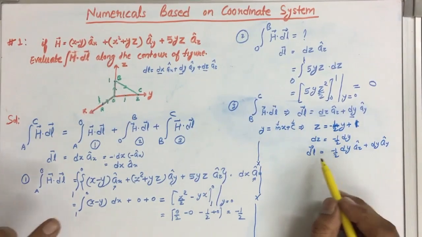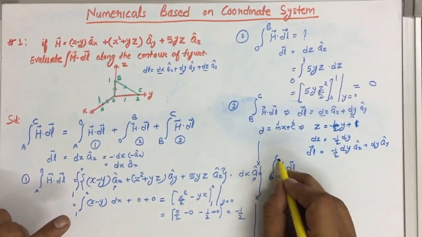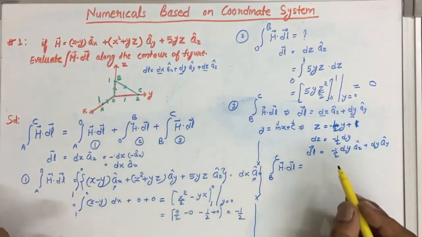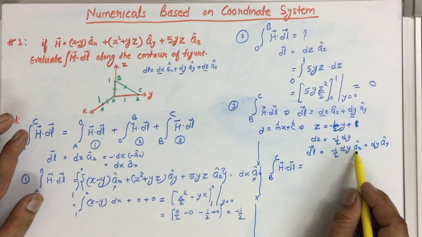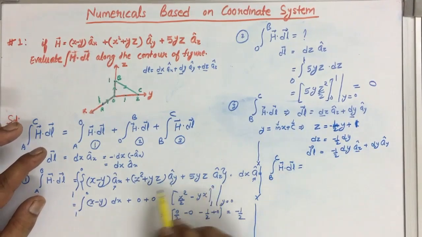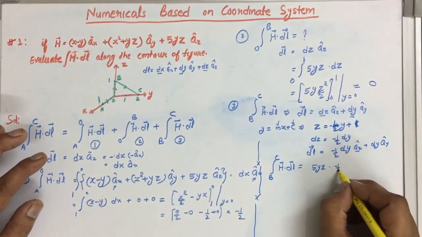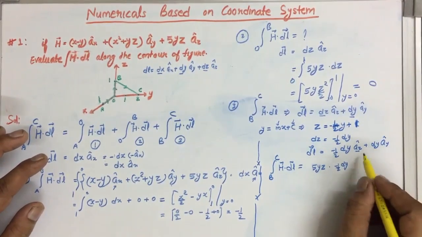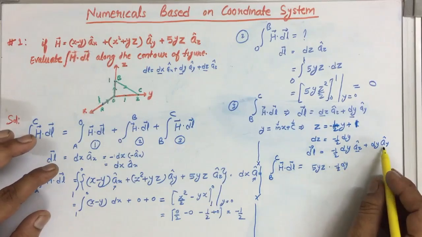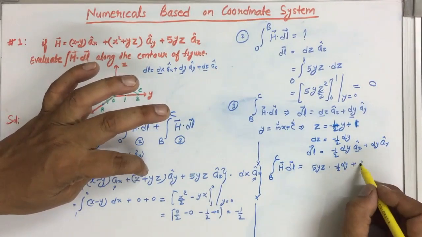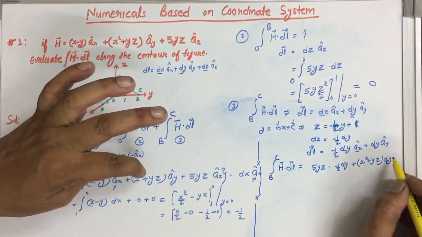When we multiply h with dl, we will find dy. In the direction of az it will remain and the remaining will be 0. So we can say 5yz and minus half dy, okay, and when it is dotted with h, the y product will be there and the remaining will be 0. So here it will be x square plus yz into dy and the remaining will be 0.